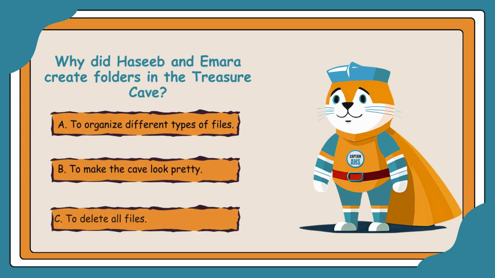Why did Haseeb and Emara create folders in the treasure cave? Option A, to organize different types of files. Option B, to make the cave look pretty. Option C, to delete all files. Option A, to organize different types of files.